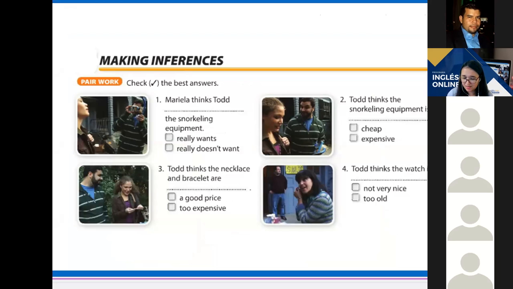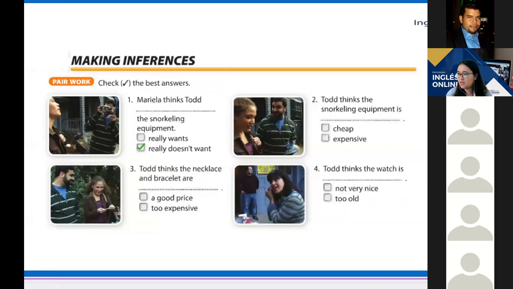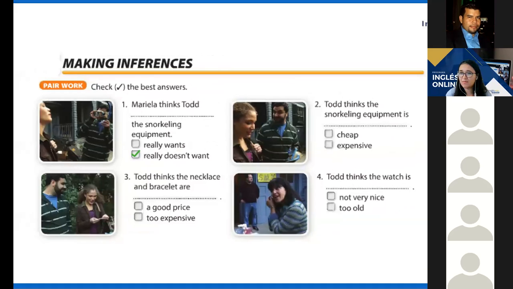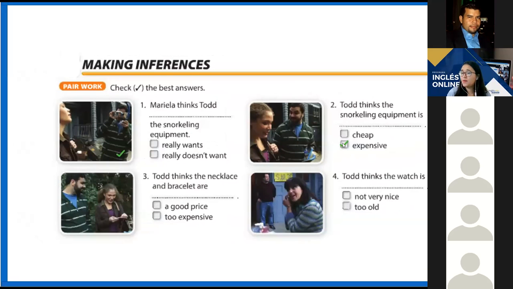What is the answer in that case? Really doesn't want. Yeah, right. See, he doesn't really need it, right? Okay, what about number two? You remember that snorkeling is the thing that they use when you go to swim. So then we have, Todd thinks the snorkeling equipment is cheap or expensive? Expensive, right.